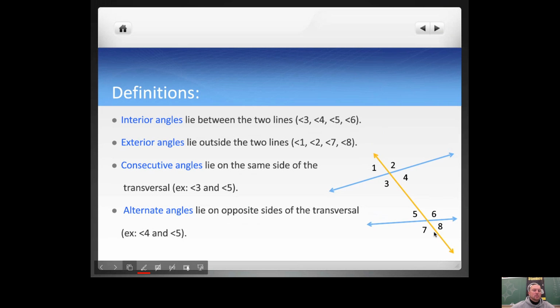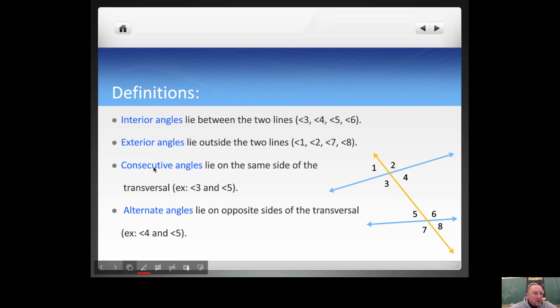If we put that transversal back on, notice how it makes 8 small angles. And we're going to identify these angles as interior angles and exterior angles. So the interior angles, again, will be in between the blue lines. That'd be like angle 3, angle 4, angle 5, and angle 6. The exterior angles will be outside the two lines. So we're talking about angle 1, 2, 7, and 8. They're either interior or they're exterior as we look at them in this diagram.